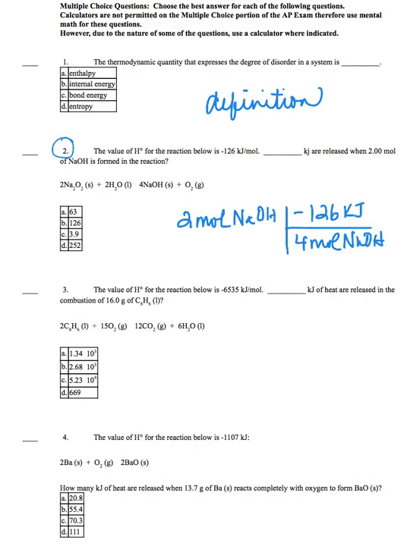Question number 2 asks us to calculate the value of delta H for the reaction if we are just using 2 moles of sodium hydroxide, and the reaction is written for 4 moles of sodium hydroxide. So if we know the enthalpy of this reaction, we know that it's exothermic, it would give off 126 kilojoules. Then if we use 2 moles, that's only going to be half. So half of 126 is going to be 63.